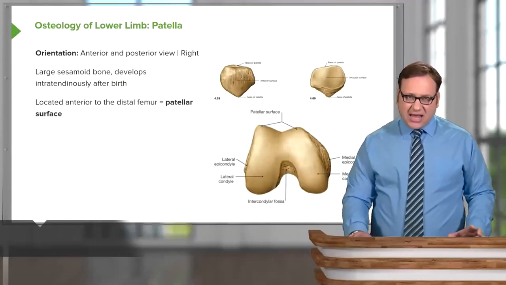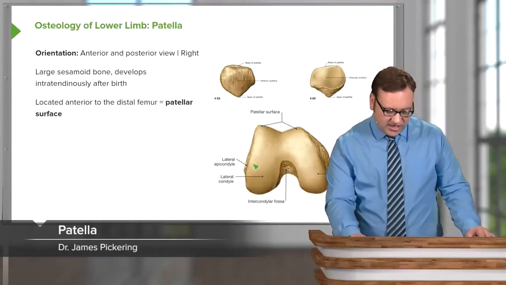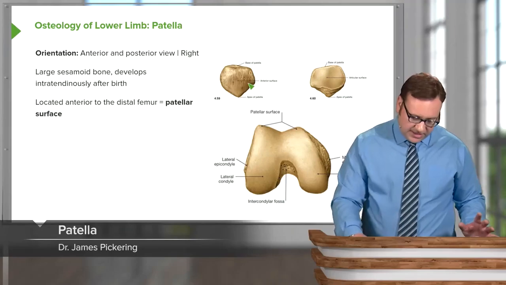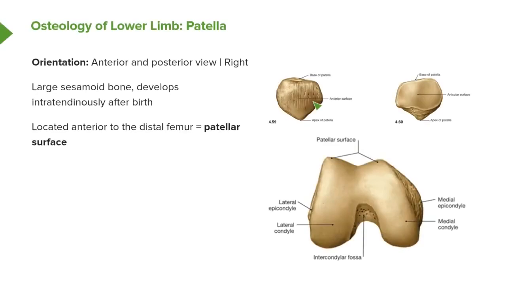So now let's have a look at the patella. We can see the patella, this anterior and posterior view. This is a right patella. It's a large sesamoid bone, and it develops intratendinously after birth. So it develops as an ossification within the patellar tendon.